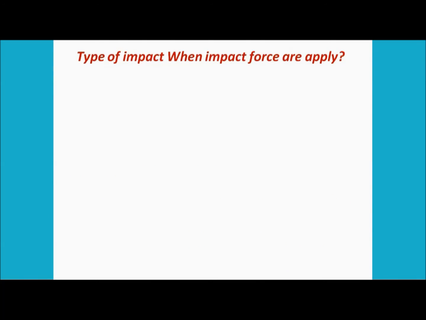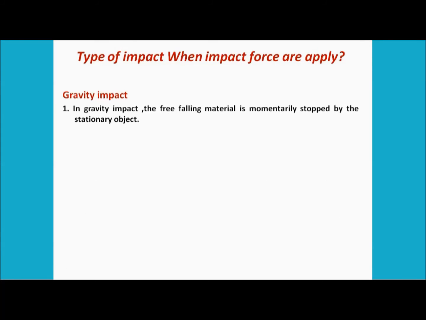Now the types of impact, or you can say when impact forces are applied. First of all, gravity impact. What is gravity impact? Simply, in gravity impact, a free falling material is momentarily stopped by a stationary object. Suppose we have picked up a drug particle or a stone, we have released it from a certain height. When it goes and hits the floor, it will be stopped by a stationary object.